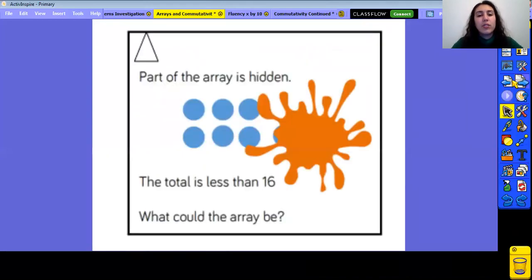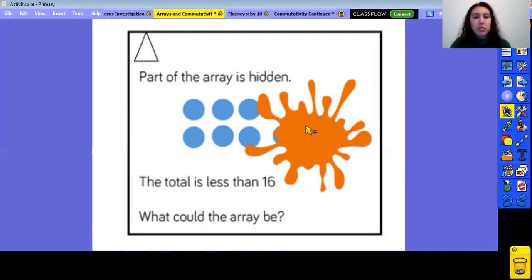And then triangle. So here is a reasoning challenge for you if you feel like getting onto it. There is an array, but unfortunately someone's been a little bit messy and spilt paint all over it. So what you need to do is you need to have a think about what this array could be. So part of the array is hidden. The total of the arrays, that means all the blue counters all together, is less than 16. So what you need to do is you need to draw what you think that array looks like if it didn't have this paint blob on it covering it up.